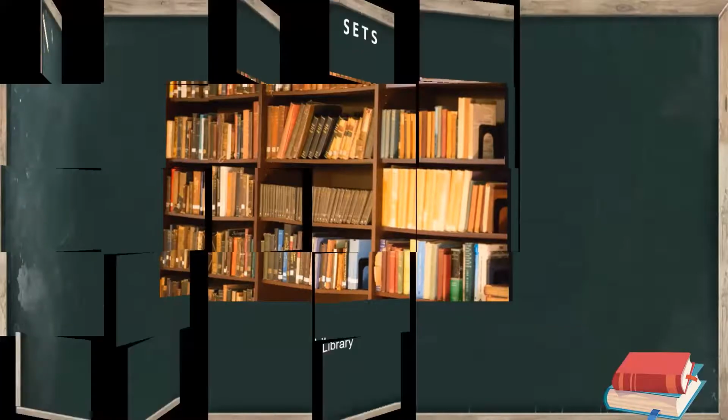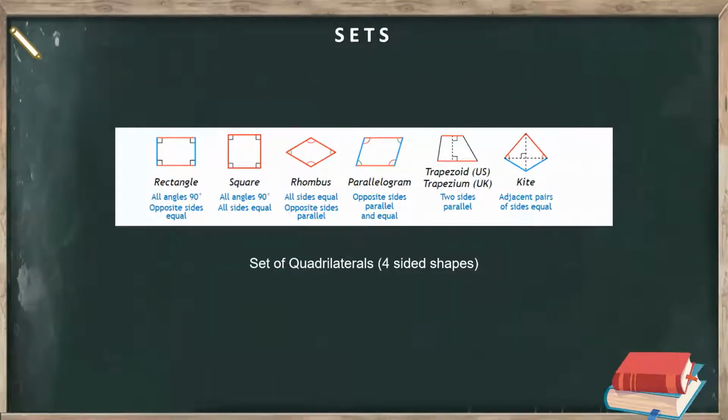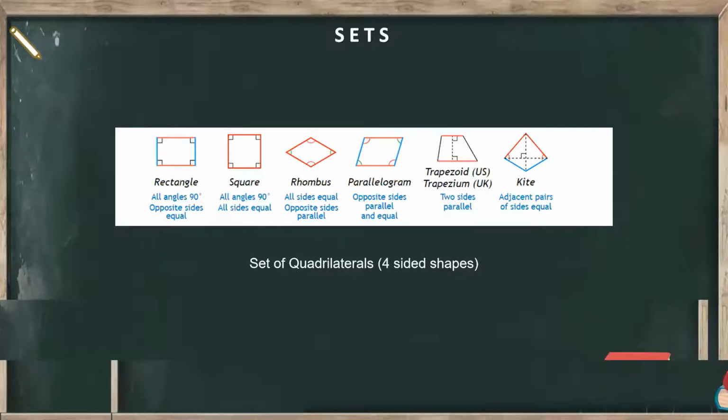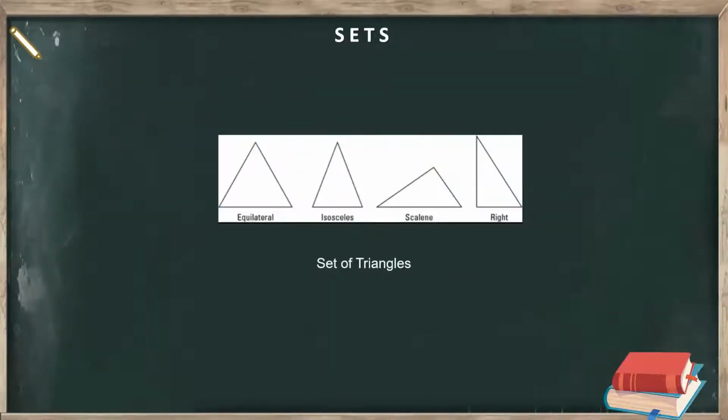Now when we go a bit more into math, we'll see this is a set of quadrilaterals. Wait, what are quadrilaterals? Quad means 4. Lateral means side. Therefore, they are 4-sided shapes. So these are all 4-sided. This is a set of 4-sided shapes. That's one set. A set of triangles: equilateral, isosceles, scalene, right triangle. You learned all these types of triangles.